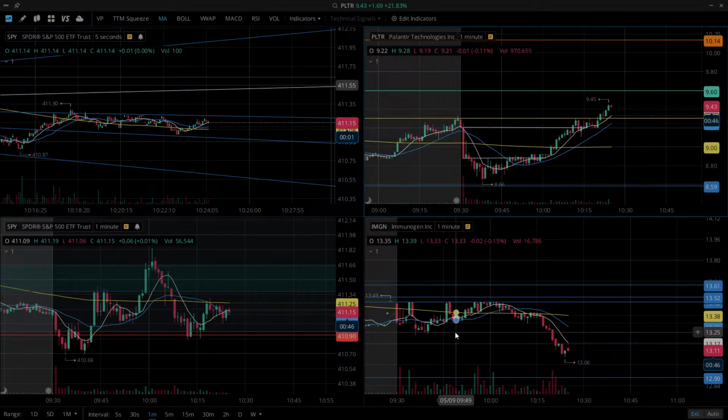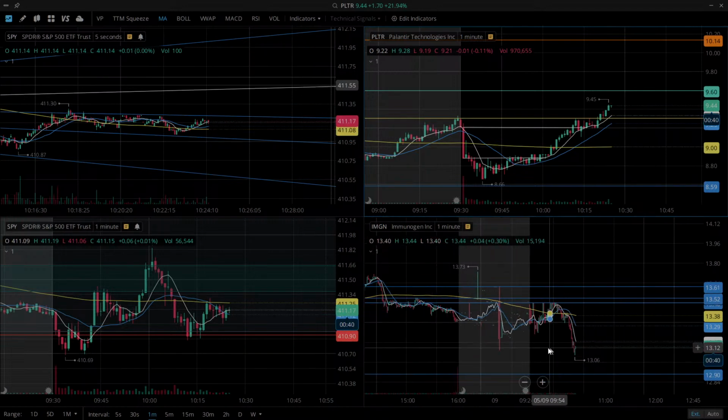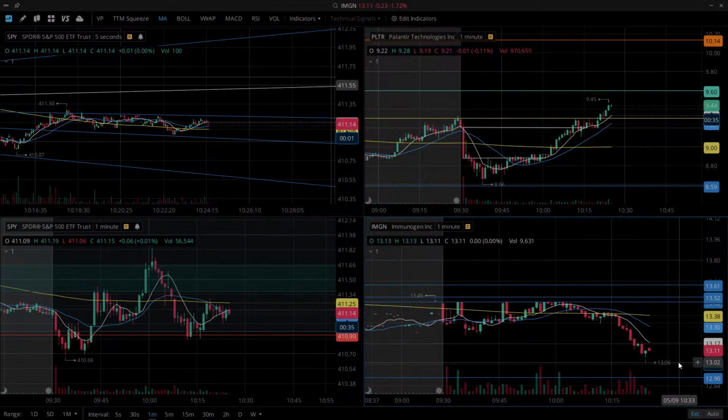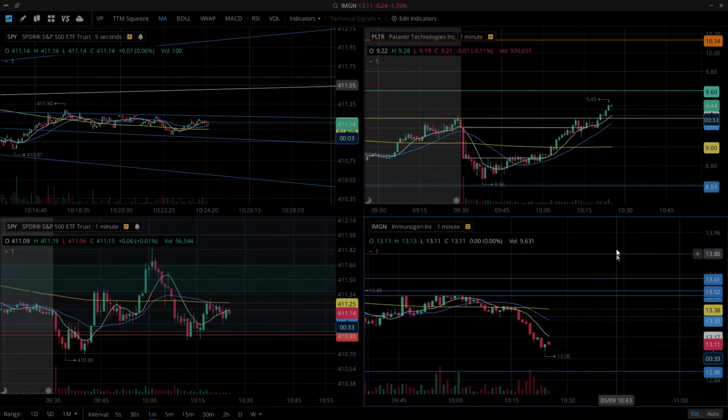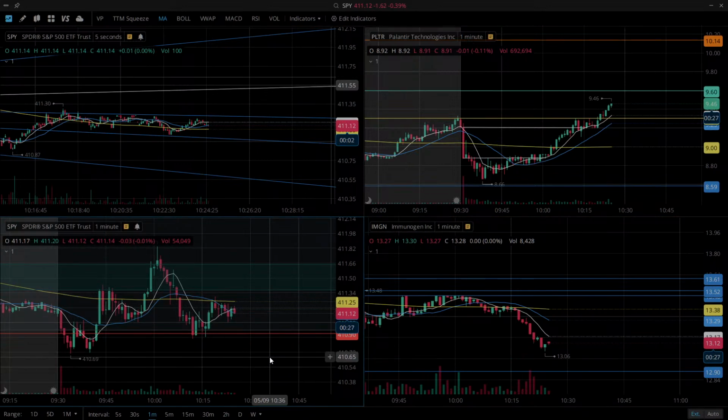Very nice. IMGN here, man, it's kind of stepping in, but look for support around 12.90. We might get another play out of this at about 12.90. See what we end up with. Watch for PLTR, a market breakout in 6 minutes. It'll be 10:30 too, so we shall see.